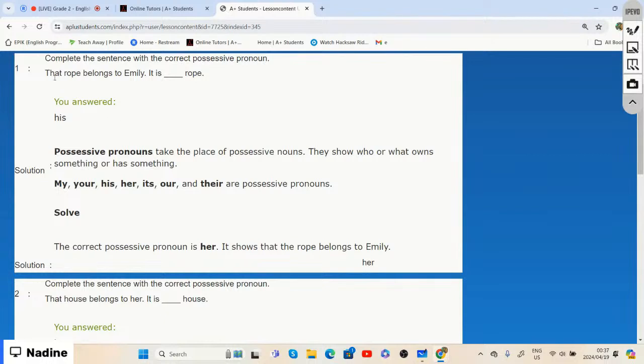All right, here it says that rope belongs to Emily. So if the rope belongs to Emily, do we say it is my rope? Do we say it is your rope, his rope, her rope, its, ours, or their? To show that it belongs to Emily. If something belongs to Emily, do we say it is his or her rope? Something belongs to Emily. Emily is a girl.